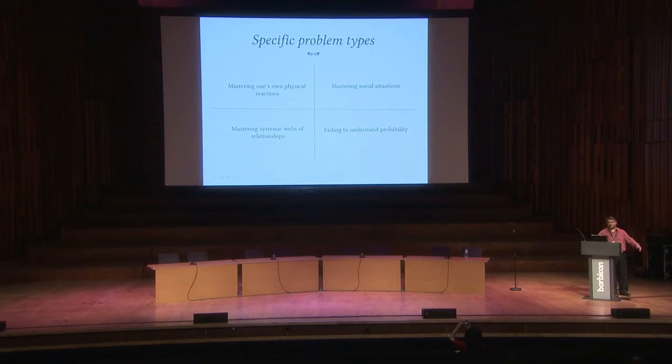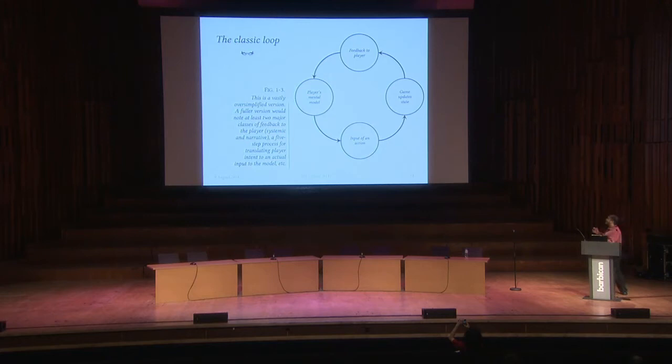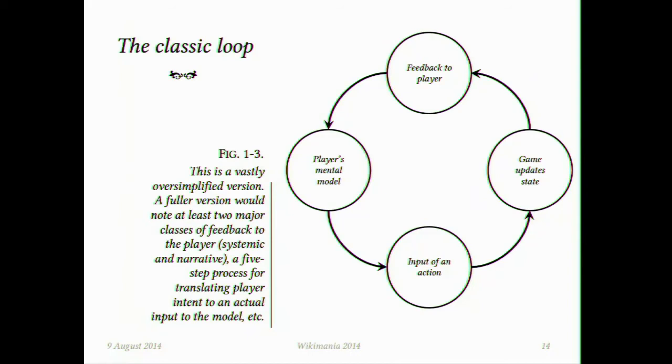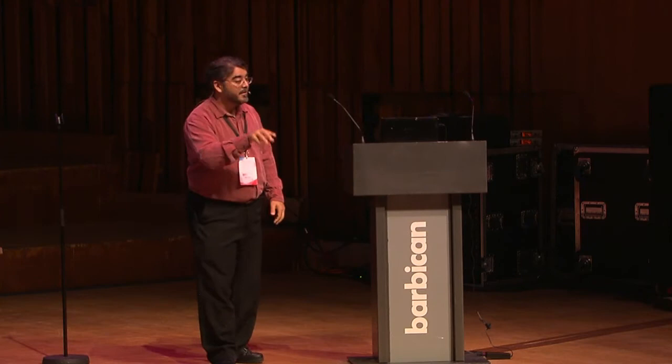And all of this is built into a loop. I'm going to throw up this loop a whole bunch of times as we look at Wikipedia today. This is a super simple version. The full version of a loop like this has more like 50 bubbles on it. But fundamentally, what we're talking about is that the human brain, that canvas that I work with, has a mental model of how something works. And then they poke the object that they're examining, be it the game, be it Wikipedia. They poke it and they see, what kind of reaction does it elicit?